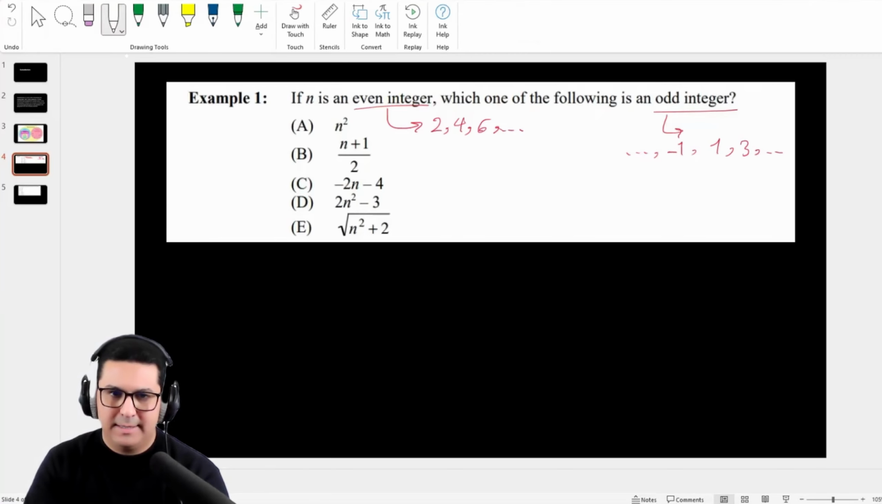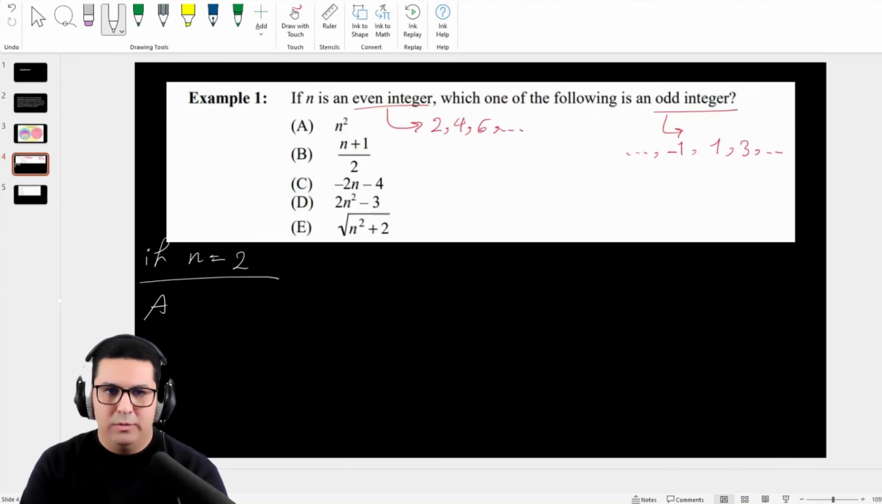So we consider, or it's better to say, if n equals 2, let's go and solve the equations, or maybe the choices. A, as you see, this is n times 2. So if I put n as 2, it means 2 times 2, it is 4. So it is an integer, but this is not odd, so it is not the answer.